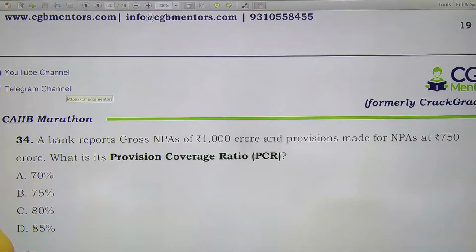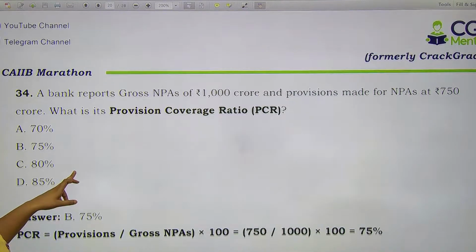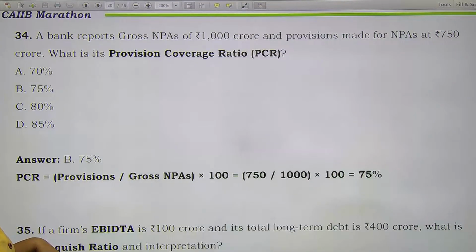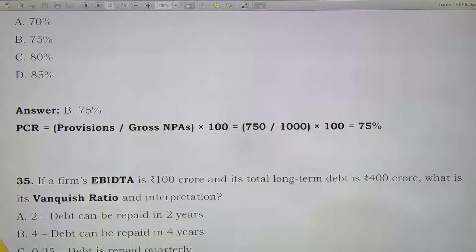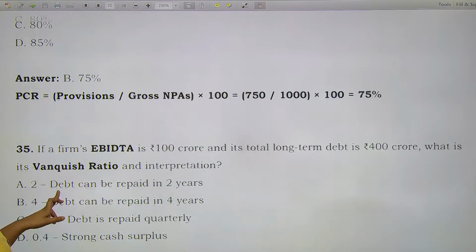Now, a bank reports gross NPA of 1000 crore and provisions made for NPA at 750 crore. So, what is the provision coverage ratio? Very clearly, this is 750 divided by your gross NPA. So, that is your provision coverage ratio. Then you have in a firm's EBITDA is 100 crores and long term debt is 400 crores. So, what is its leverage ratio?